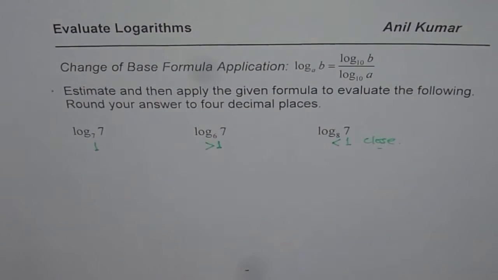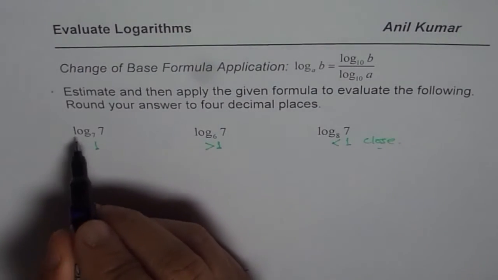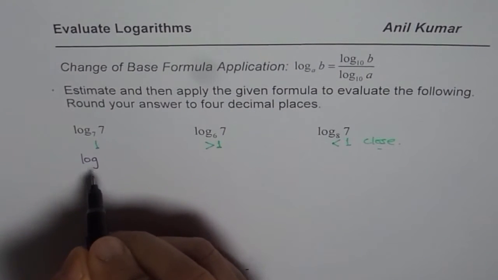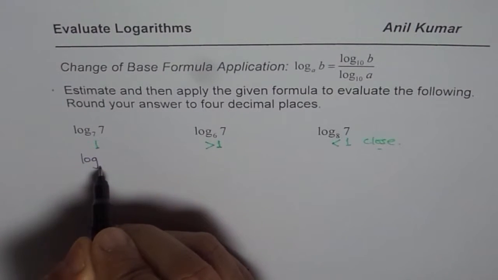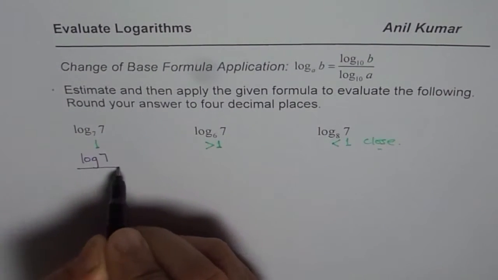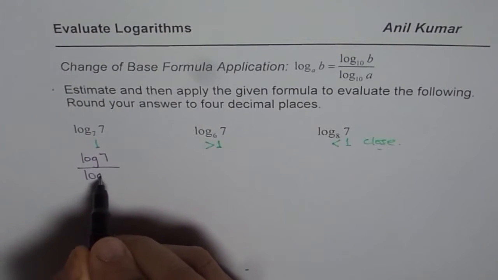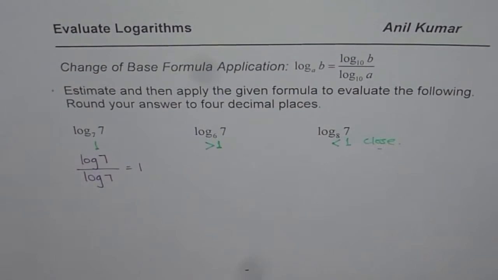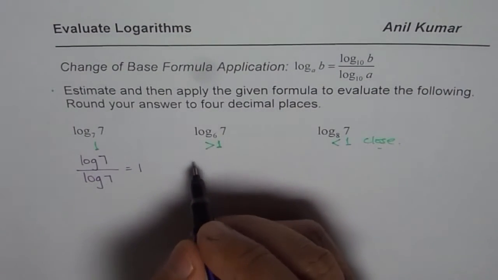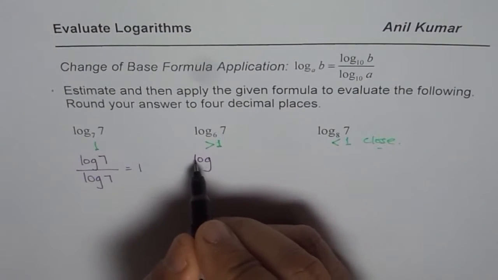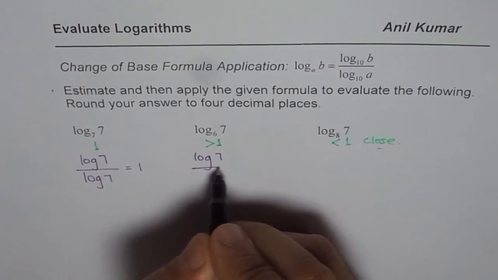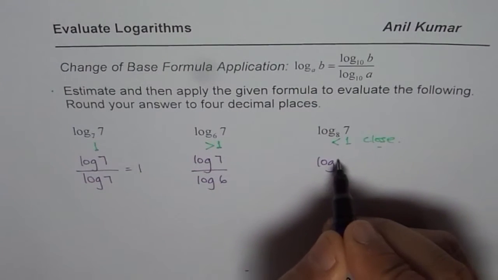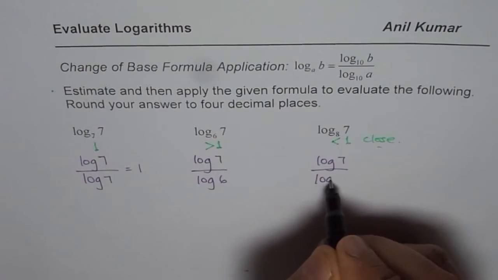Now let us calculate these values. Of course, I can write log 7 of 7 using this formula as log to the base 10 of 7 divided by the log to the base 10 of 7, and when I do that I don't even have to use a calculator. I will get 1, correct? Now in this particular case, if I apply the formula, I get log of 7 divided by log of 6, and here I get log of 7 divided by log of 8.